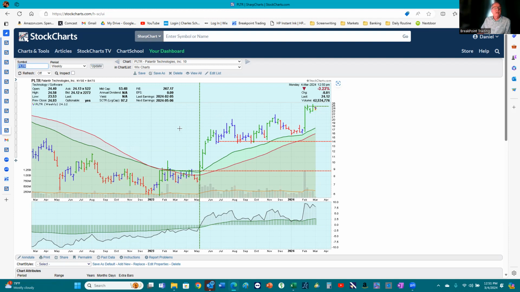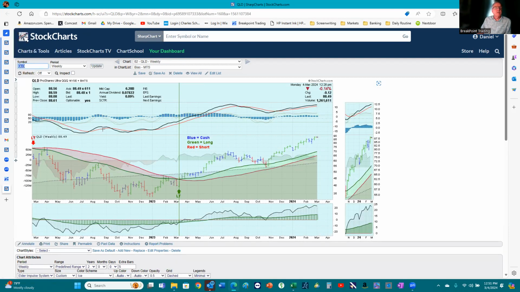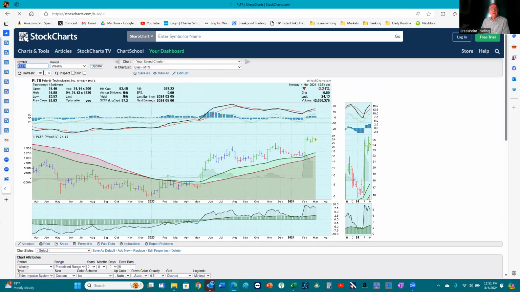And by the way, this chart right here might reflect today's action as well. This is QLD, but if we look at PLTR, this does reflect today's action as well. So a little bit lower today, but in general, the 40 and the 50 is still showing a bullish trend. So that's the way I use those indicators. I haven't talked about some of the other ones, but we'll save that for another time.